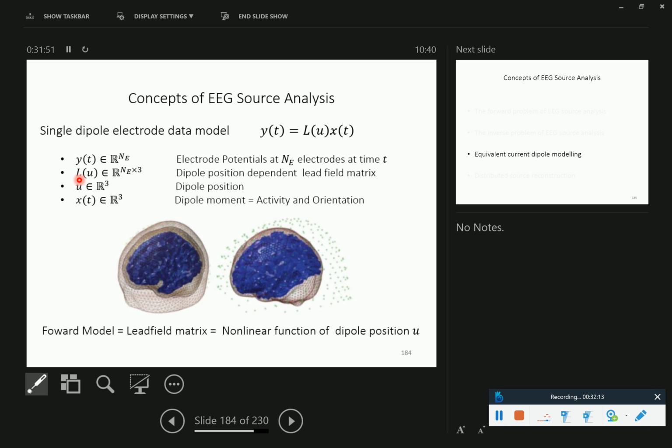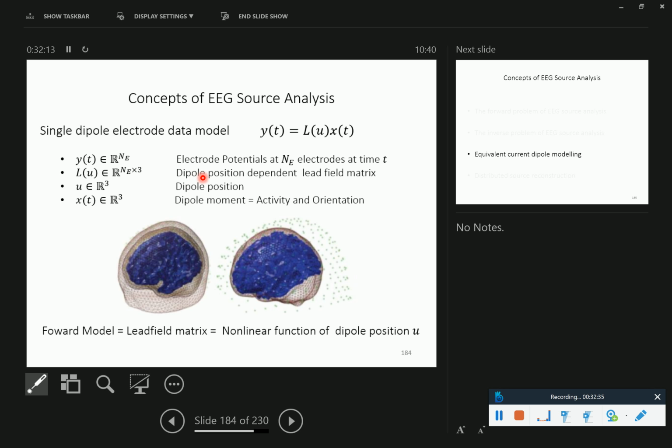Here, this is the lead field matrix. It has as many rows as there are electrodes. Think about the matrix product. So this is 64 rows. So then the lead field matrix, if you have this product here, also needs 64 rows.